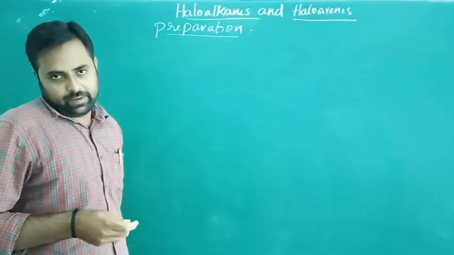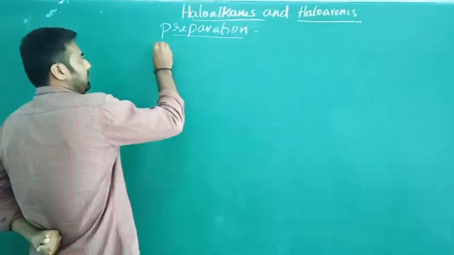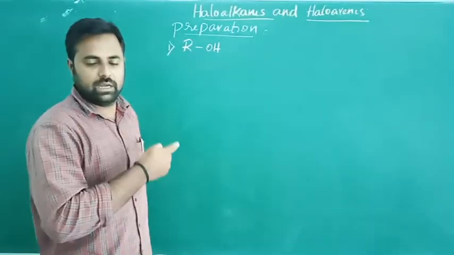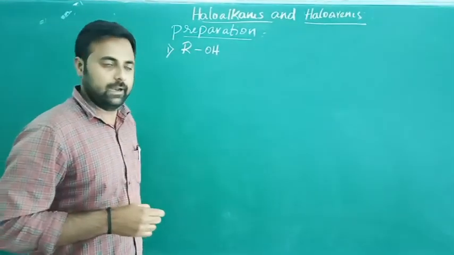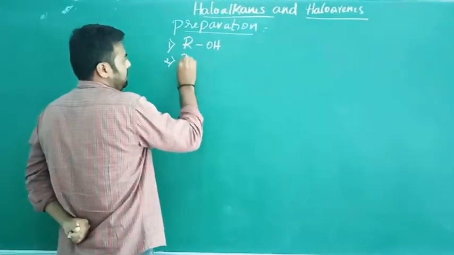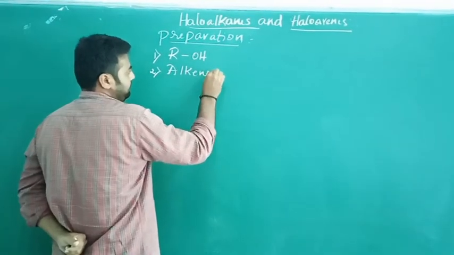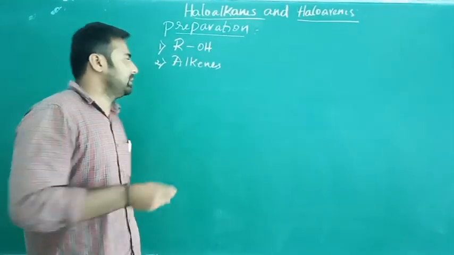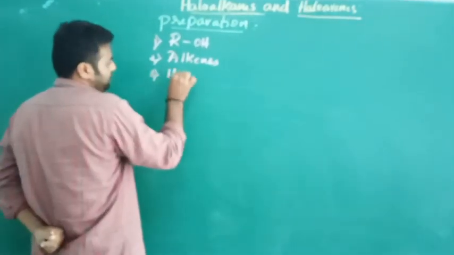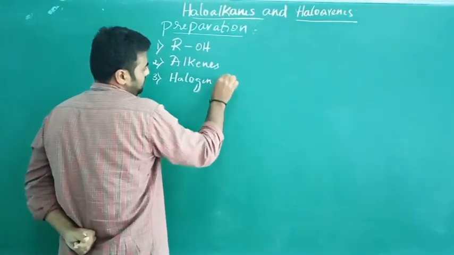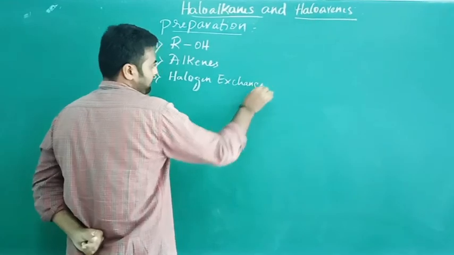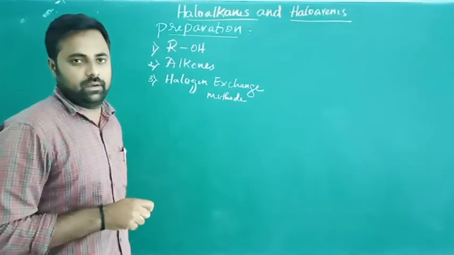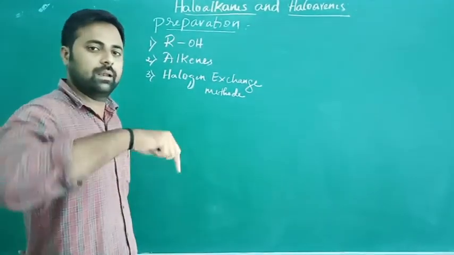Mainly, these haloalkanes are prepared from three types of compounds. The first one is alcohols. By using alcohols, we can prepare alkyl halides. The second one is alkenes. By using unsymmetrical alkenes, we can also prepare the alkyl halides. And the third one is the halogen exchange method. By using this halogen exchange method, we can prepare the haloalkanes or alkyl halides.